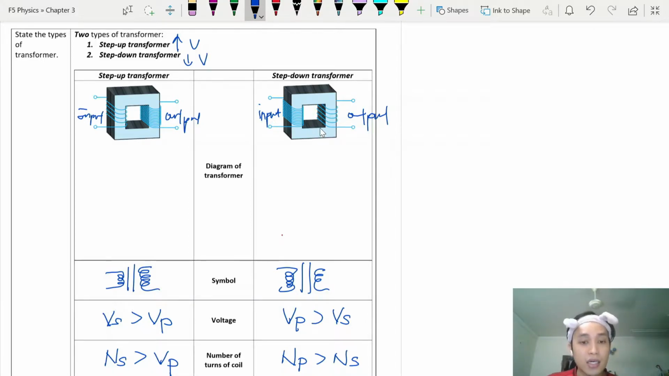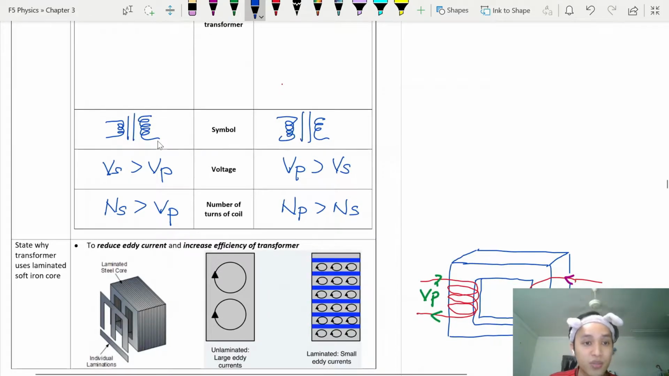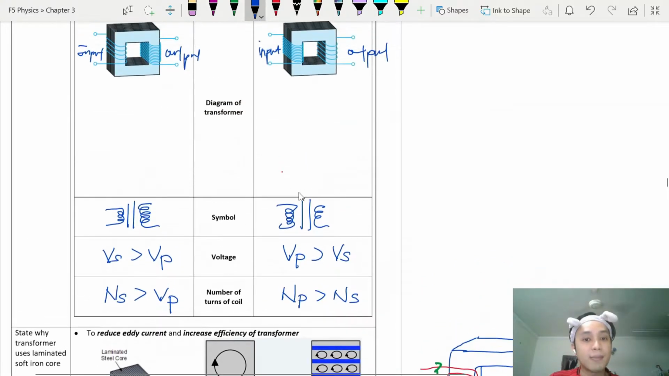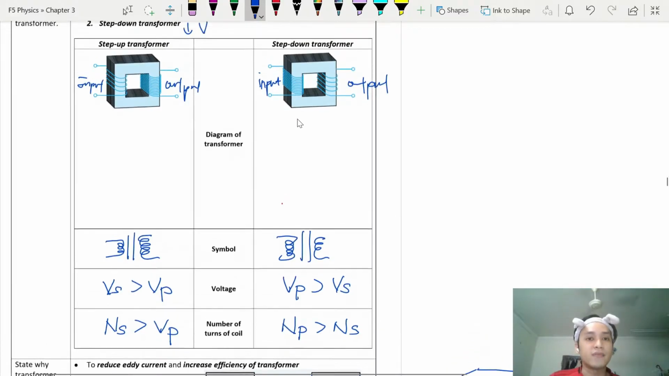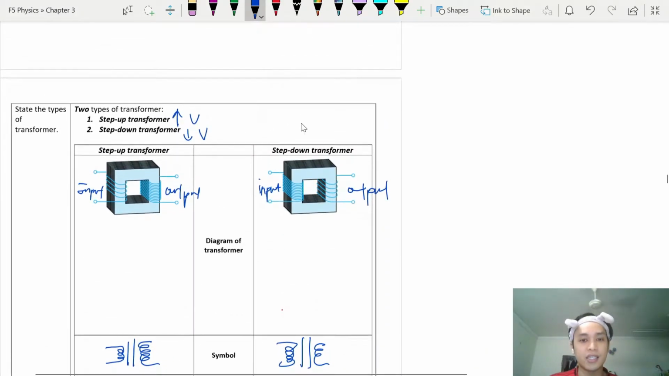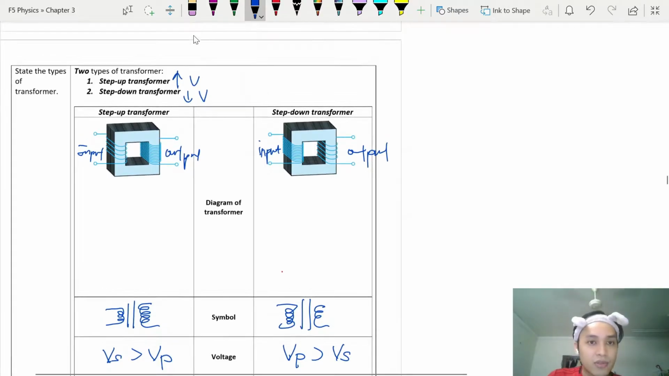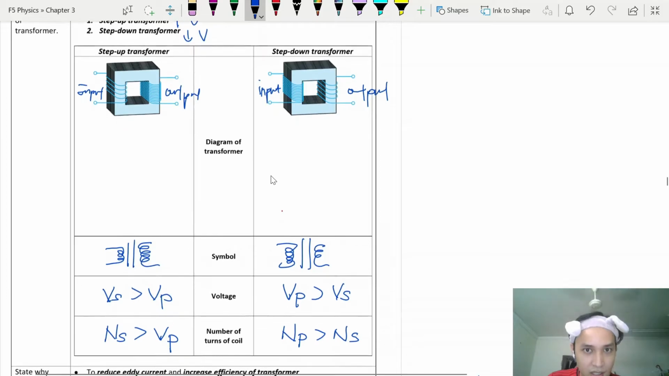When you draw the symbol for a step up and step down transformer, you need to make sure that you draw it accordingly. If it's step up, the primary has fewer coils and the secondary has more. If it's step down, it's the other way round. Now for a transformer, let me use this diagram.